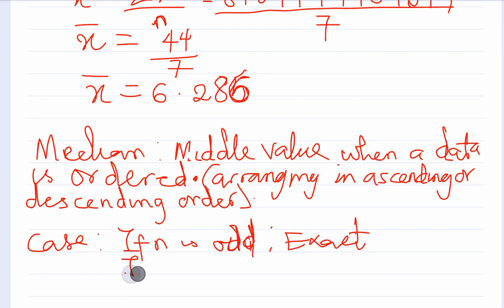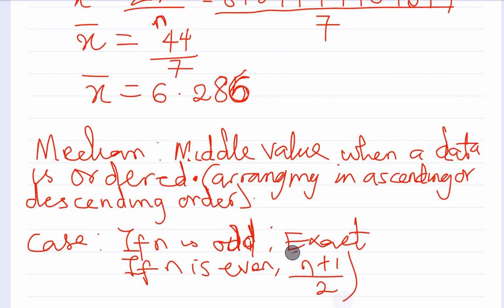But if n is even, you will not have a middle number. You will have two numbers in the middle. So when you have two numbers in the middle, what you are going to do is you are going to say n plus 1 divided by 2.